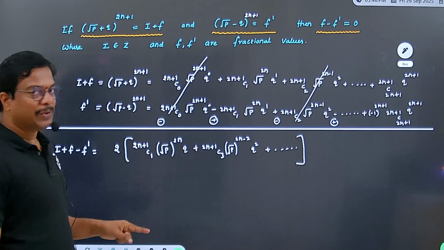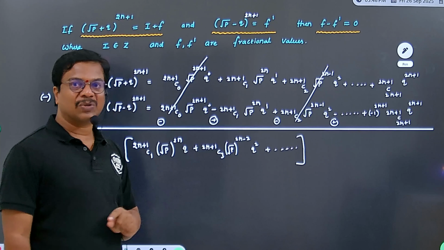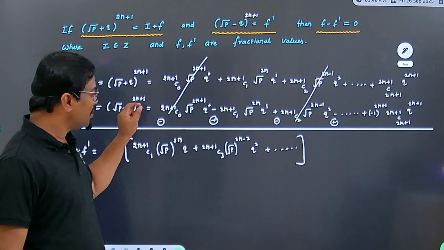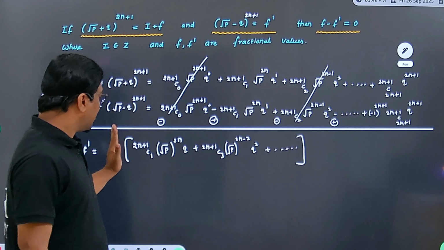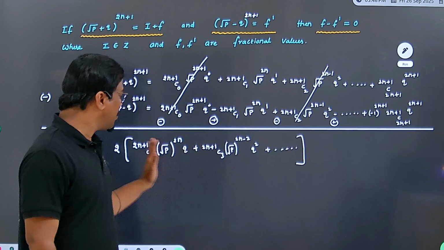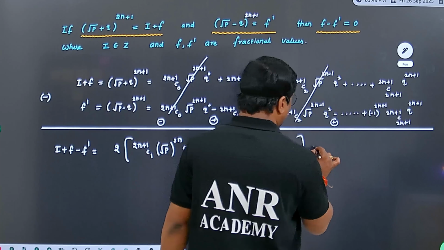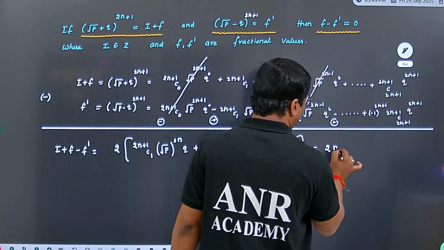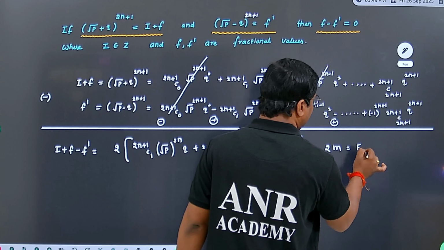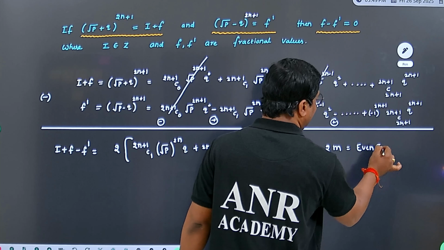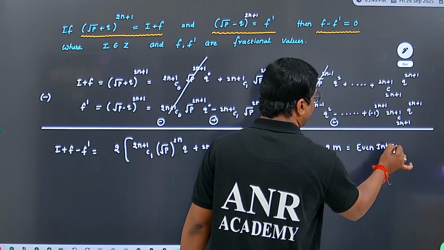Again observe here, root over p whole power 2n, root over p whole power 2n minus 2. They are due to even powers. The term which you have in the bracket, that is an integer quantity. So I can write 2 times of m. That is again here it is an even integer.